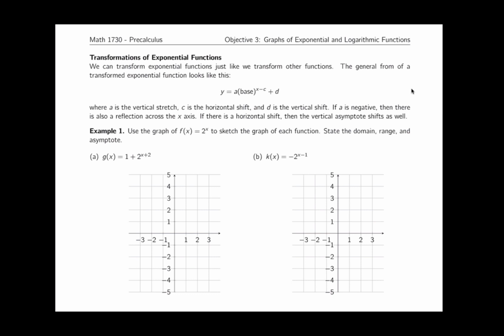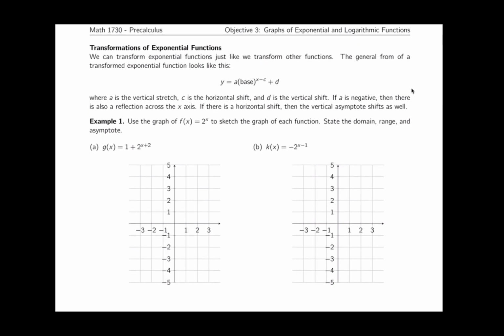Now that we've talked about some of the properties of exponential functions, let's use those to graph even more exponential functions. So the general form of a transformed exponential function might look something like this. We'll have a base, instead of just raised to x, it might be a base raised to x plus or minus some sort of number. We might multiply that base by a number, which we've actually seen before. And we might add a number at the end.